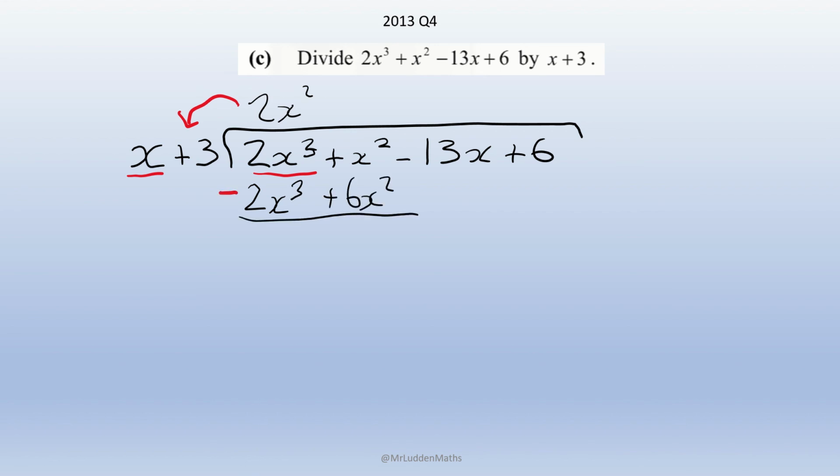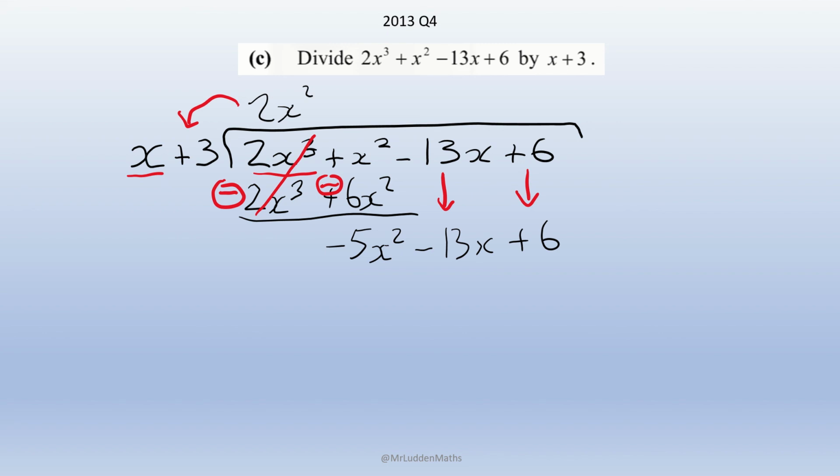When I get my remainder, I'm taking away. Those two there are going to work against each other and give me 0, so I'm going to put a line through those. I've got x squared minus 6x squared, which gives me minus 5x squared. Next step, I'm going to take down my minus 13x and my plus 6. So minus 13x plus 6, and my question starts again.